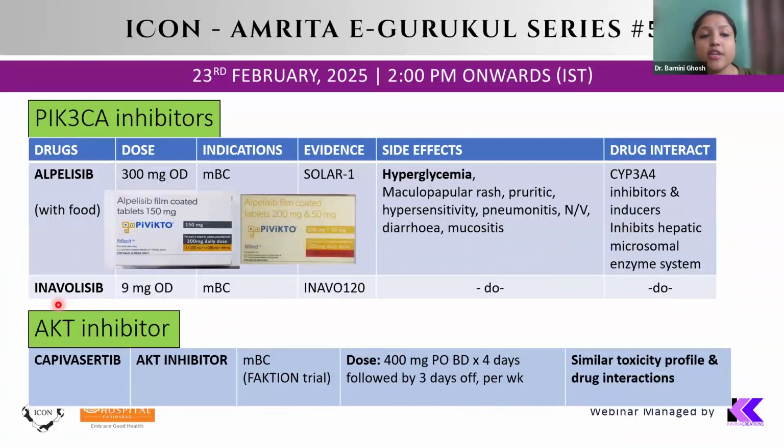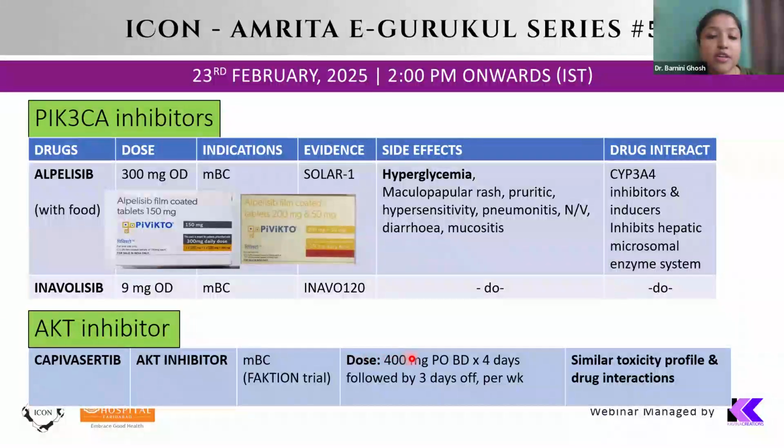Inavolisib is a comparatively new drug in this category, but since it is not available in India and it is a very new drug, I'm not discussing this drug in detail. Now we'll move on to the AKT inhibitor. The AKT inhibitor that we were discussing previously, the one which is available, is capivasertib.